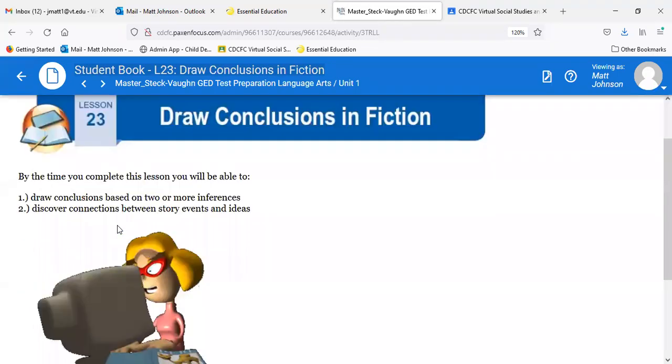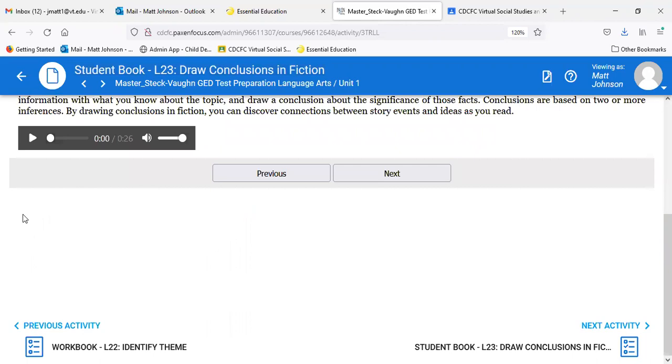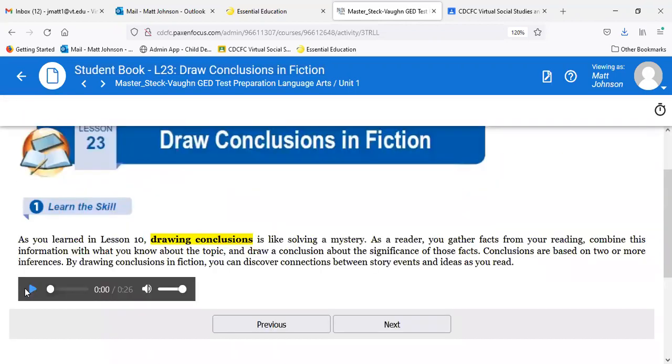So here we go. Yeah, so drawing conclusions based on two or more inferences, discover connections between story events and ideas. That sounds a little more familiar. So let's listen again here and see if we get some different information.